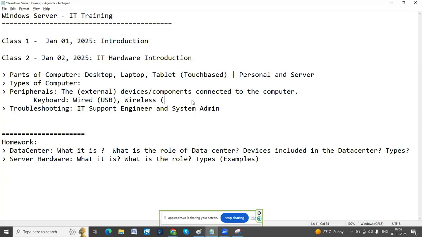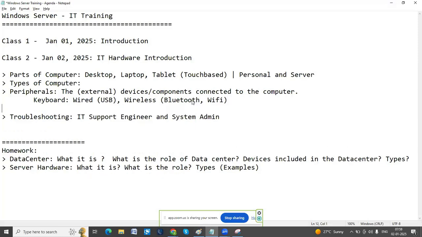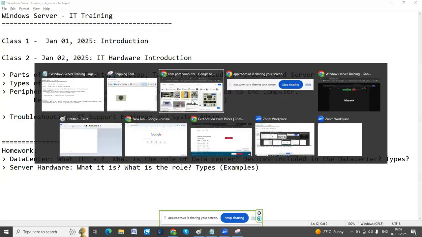What are the examples of wireless? A wireless keyboard may be a Bluetooth keyboard or a Wi-Fi keyboard. Generally we use it for gaming purposes, or sometimes I am sitting in front of the projector and demonstrating from a distant location, so we can go with the Wi-Fi. So this is again about peripherals.